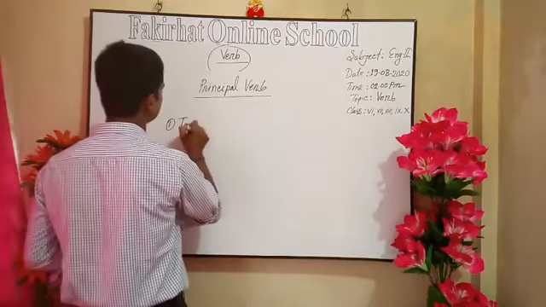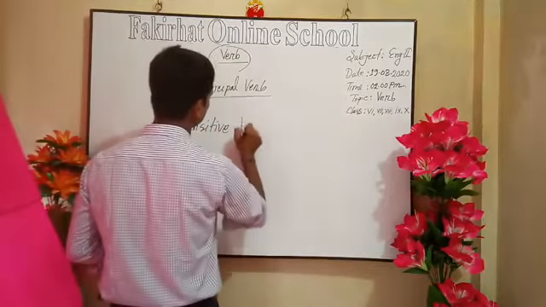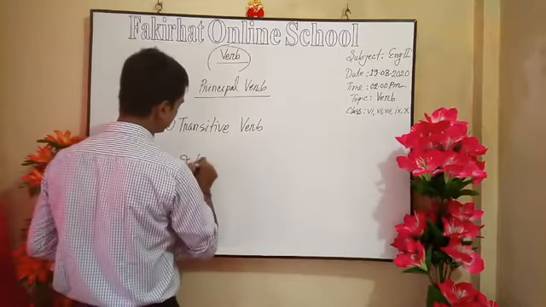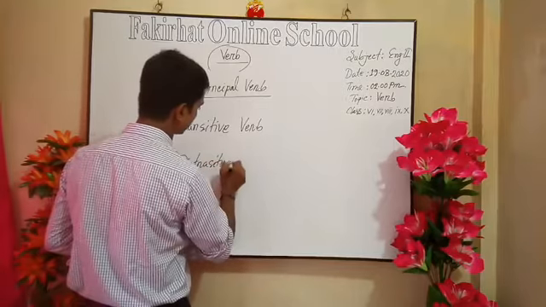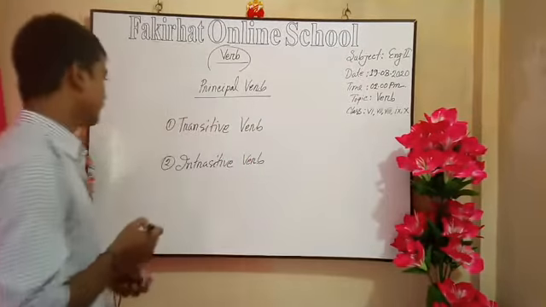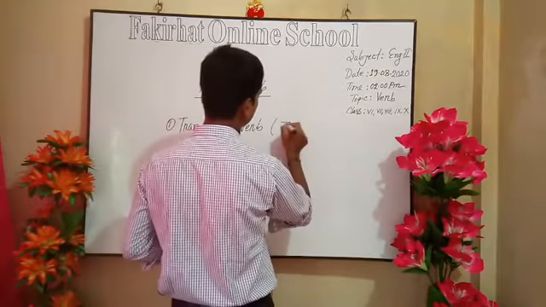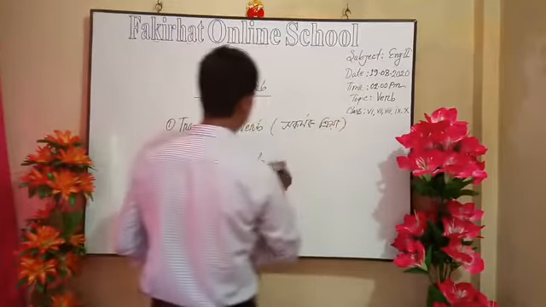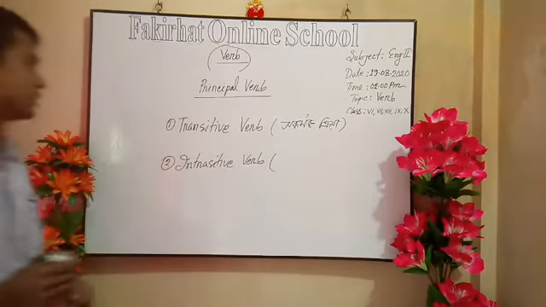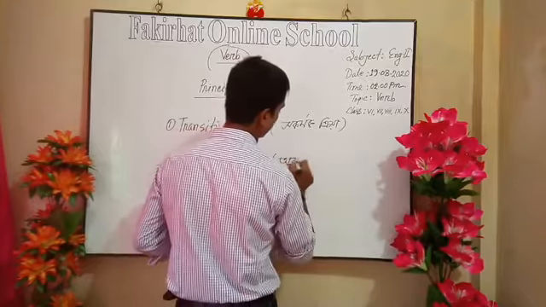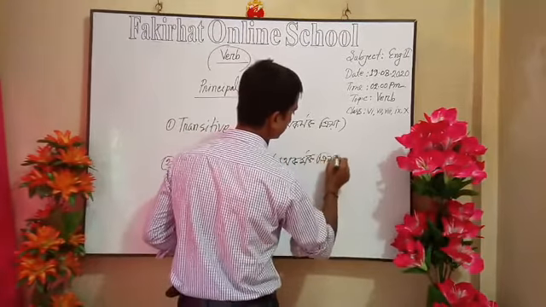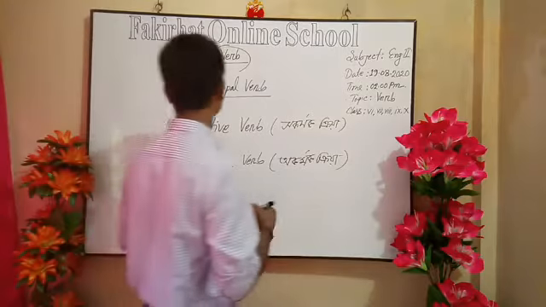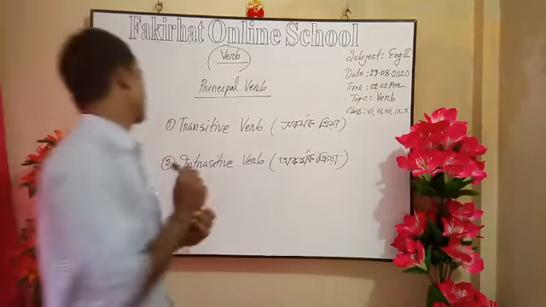First one, transitive verb. And second one, intransitive verb. In the Bengali version, transitive verb is Shakarmok Kriya. And the Bengali version of intransitive verb is Akarmok Kriya. Dear students, the verb that has an object is called transitive verb.